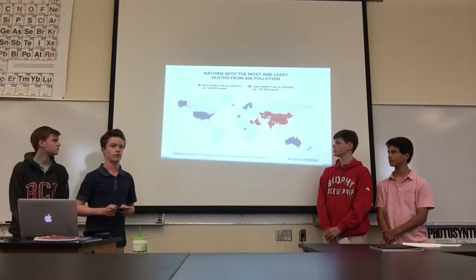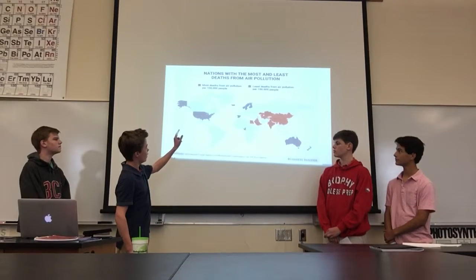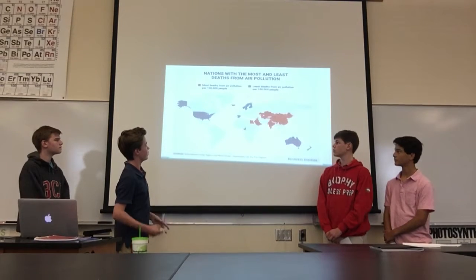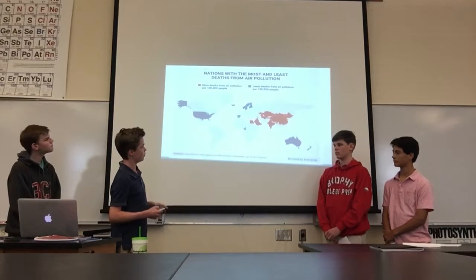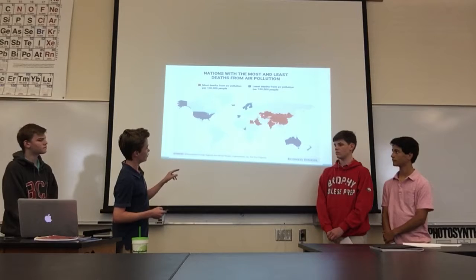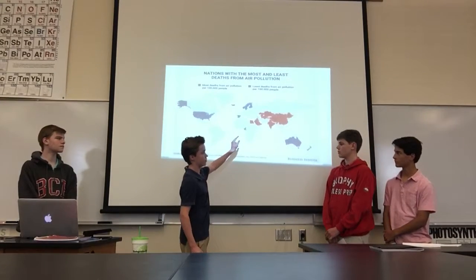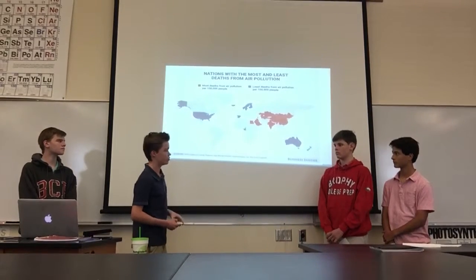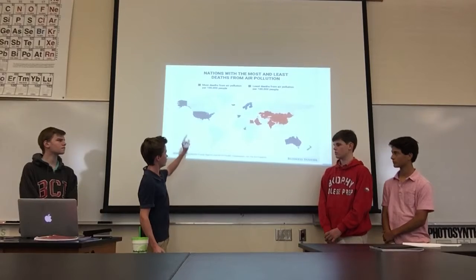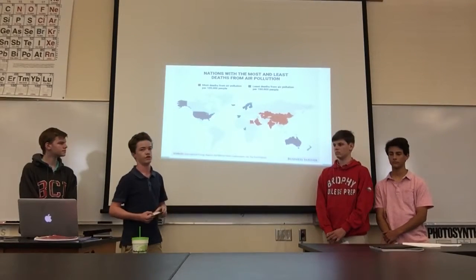So here's a graph from the Business Insider, and the red countries represent countries that have more deaths from air pollution per 100,000 people, and the blue have fewer deaths from air pollution per 100,000 people. And as you can see, many developing countries in this area, such as Iraq, Egypt, and India, all have very high death rates from air pollution. And blue countries include the United States and Australia, which are both developed countries, and they have much less air pollution.